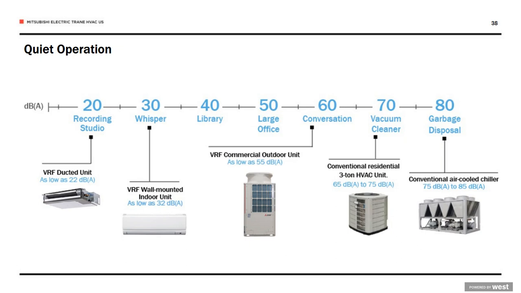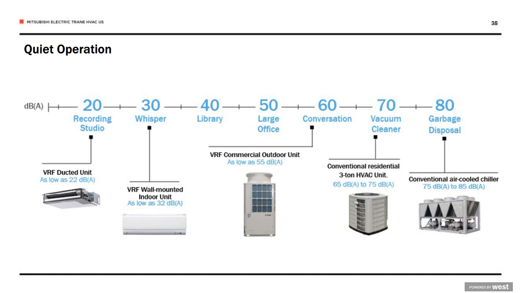All right, so I did speak about quiet operation, and not to get overly technical with dBA and sound levels, the easiest way to describe sound is using this scale. 20 dBA is roughly a recording studio. It's near silent. 80 dBA is a garbage disposal at 3 feet. So we're working from the right to the left.